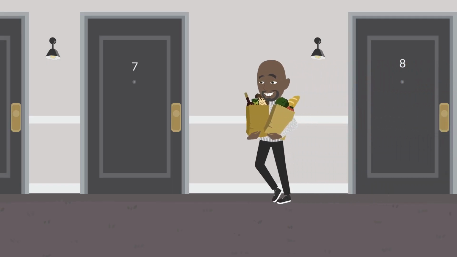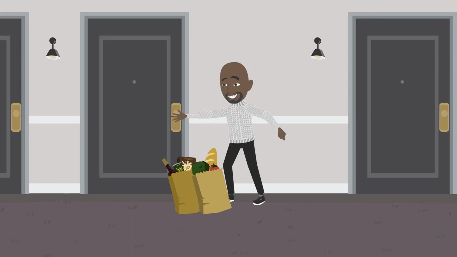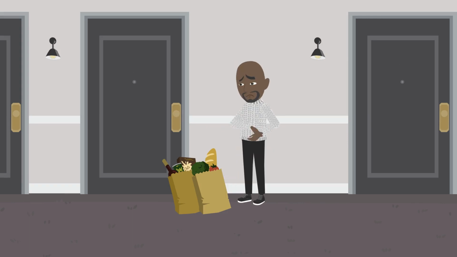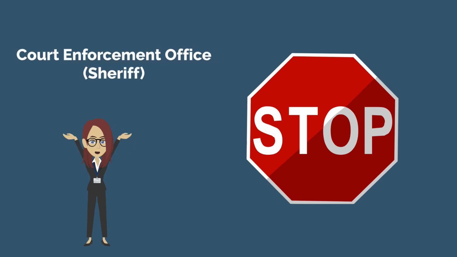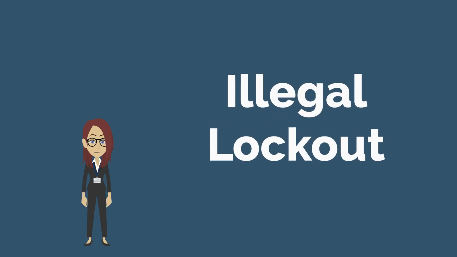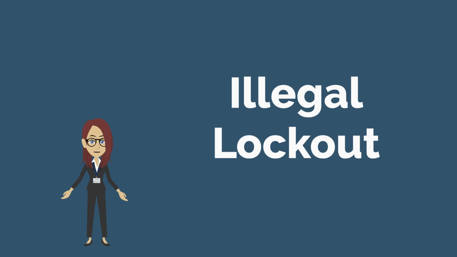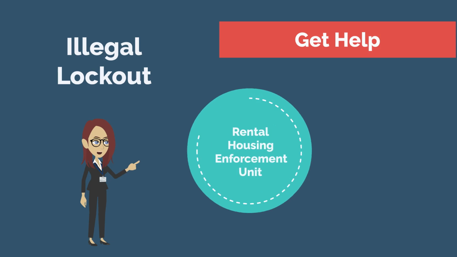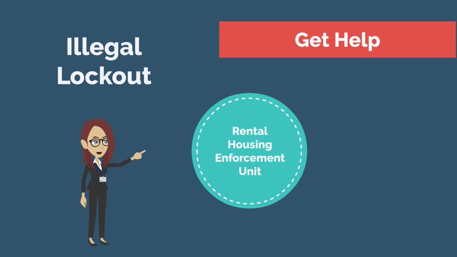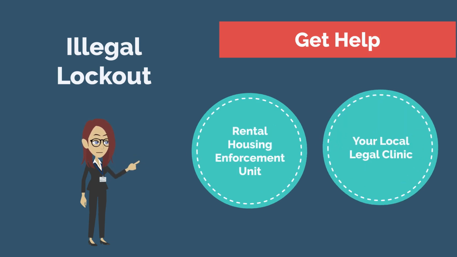The second thing that can happen is a landlord changing the locks. It's illegal for a landlord to do this. Even if they get an eviction order from the Landlord and Tenant Board, their landlord still isn't allowed to change their locks. Only the court enforcement office is allowed to do that. So if this happens to your client, it's considered an illegal lockout, and your client should get help immediately. They can get help from Ontario's Rental Housing Enforcement Unit or from a local legal clinic.